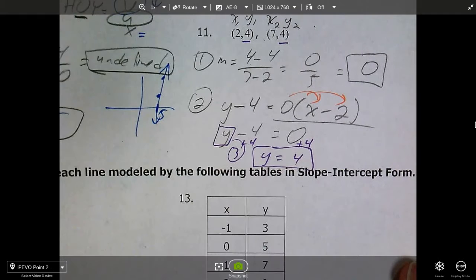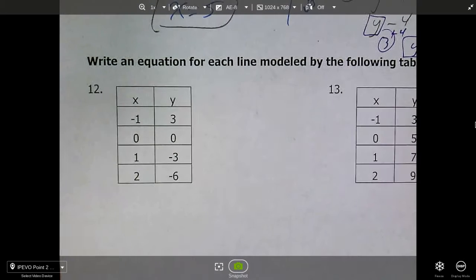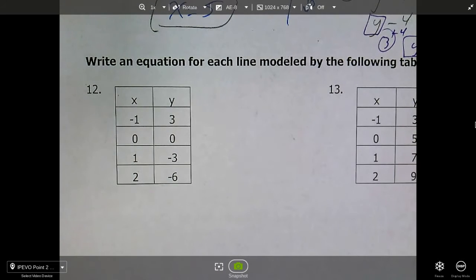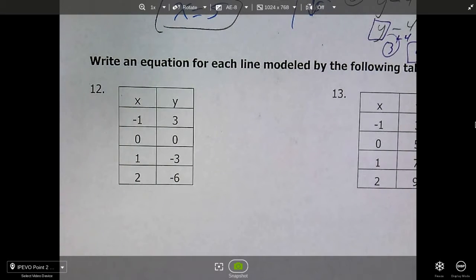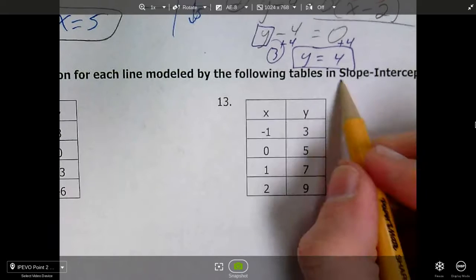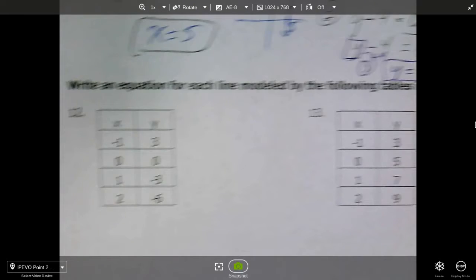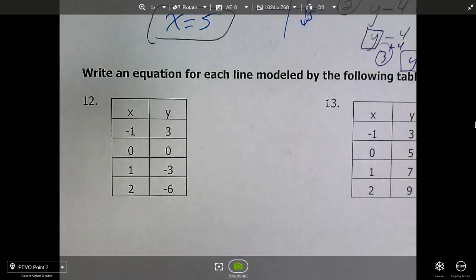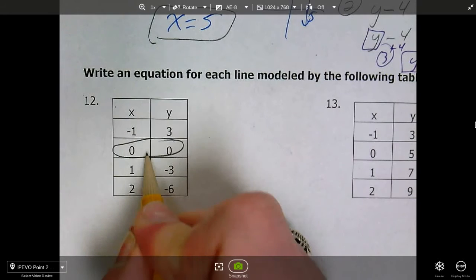Okay, last type of thing we've got. Now these first two will work out very much like what we have done in the past. If you can see your slope and your y-intercept, then we're done really, because we're going to write the equation that's modeled by each one of these. So do you see the y-intercept in number 12? Yep, it's right there. Remember, it's 0, comma something.